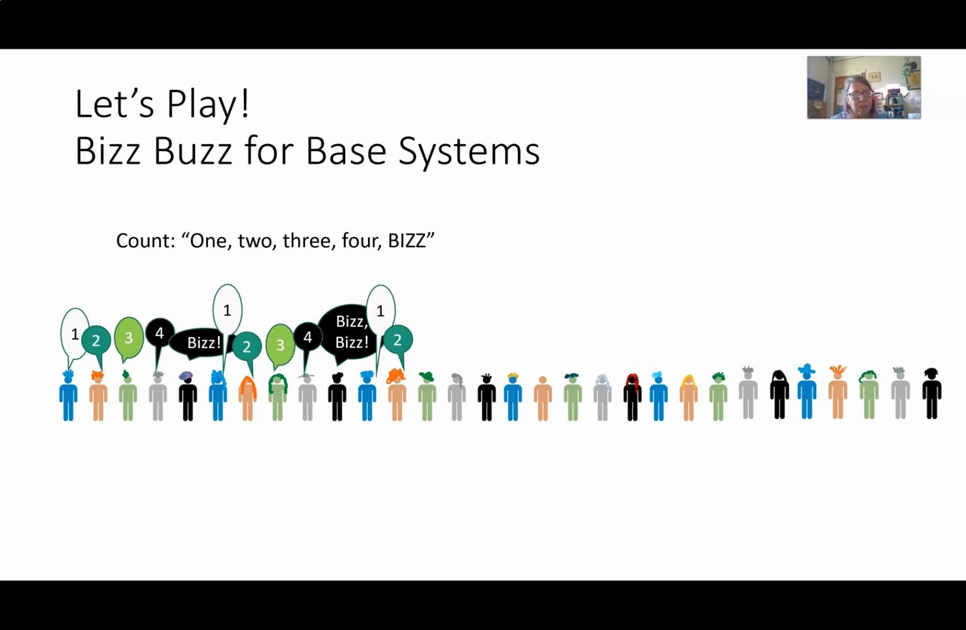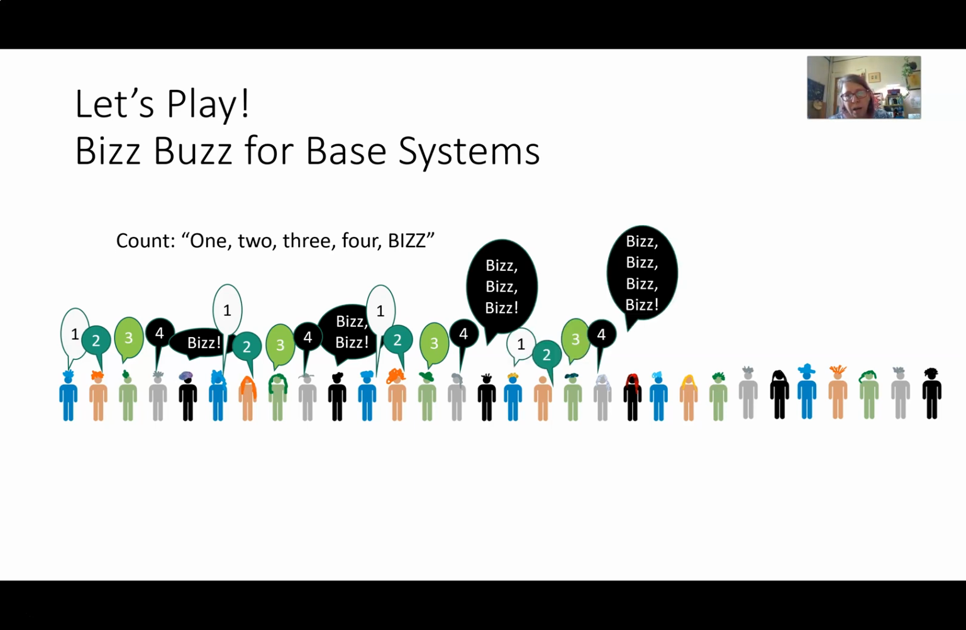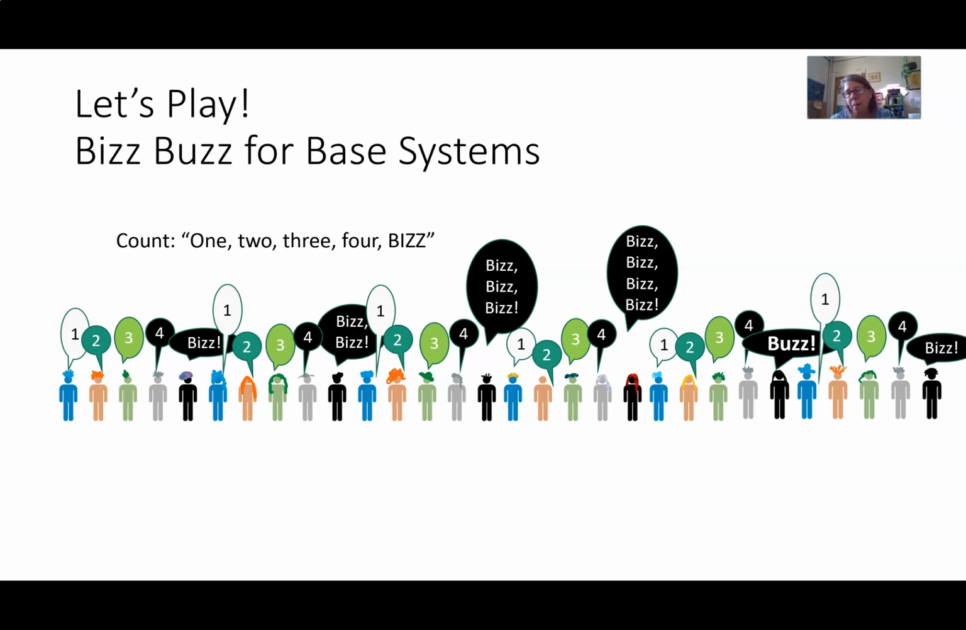And then we continue, 1, 2, 3, 4, biz. 1, 2, 3, 4, biz, biz, biz, biz. And here comes 1, 2, 3, 4. You can't say biz 5 times. Buzz. And hopefully that person has realized the rule, but if they don't, everybody jumps in to tell them. And then 1, 2, 3, 4, biz.